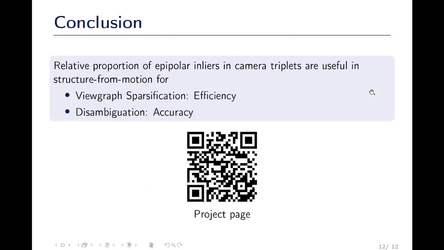To conclude, the relative proportion of epipolar inliers in camera triplets is useful for view graph sparsification to obtain efficiency in terms of reduced reconstruction time, and to disambiguate repeated structures in the scene to obtain accurate reconstructions. Please visit our project page to know more.